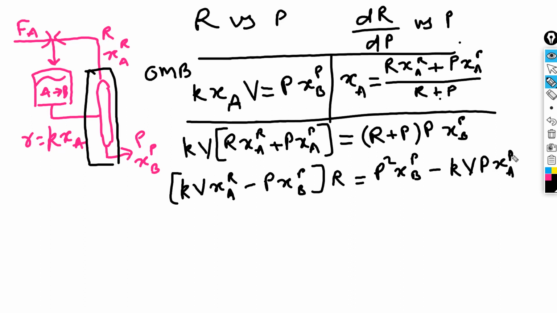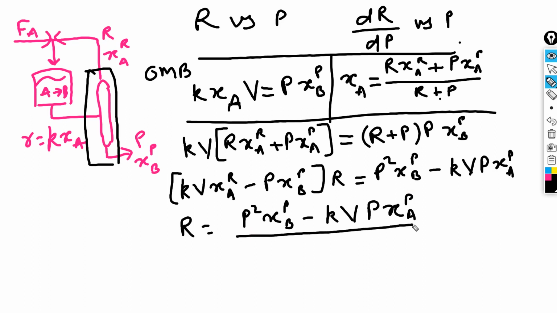Now what we do is we say, okay, R is equal to P square times X BP minus KV times P X A P divided by KV times XAR minus P times XPP. So this is the recycle rate expression that we get. Now this business of KV, it's easier to replace KV with something more tangible.